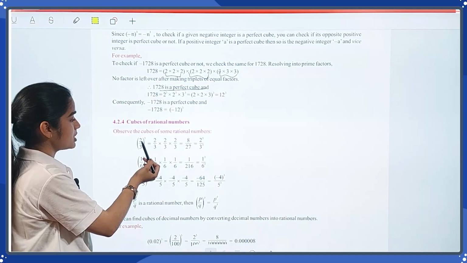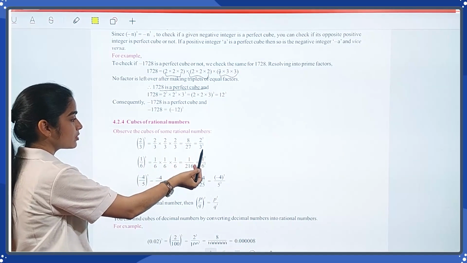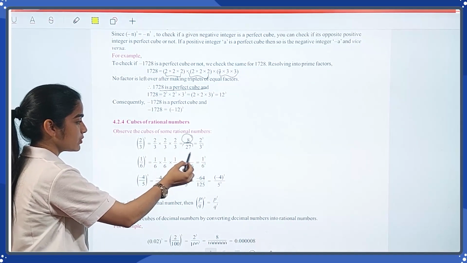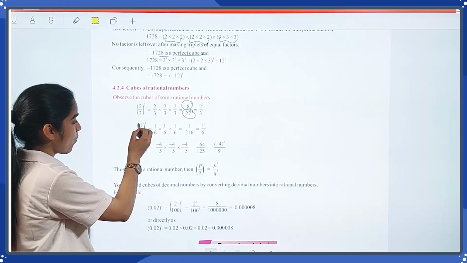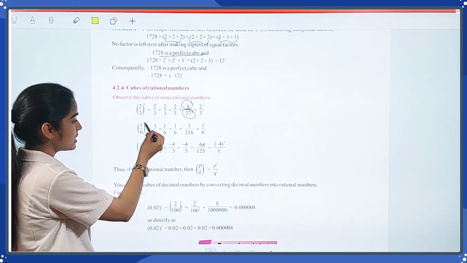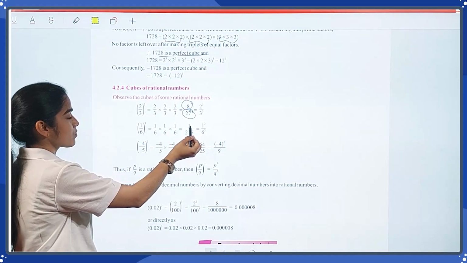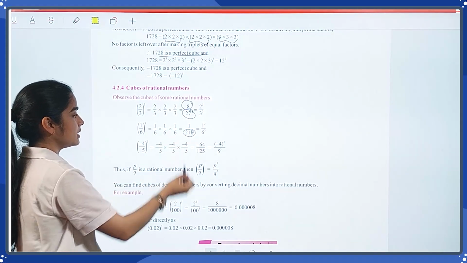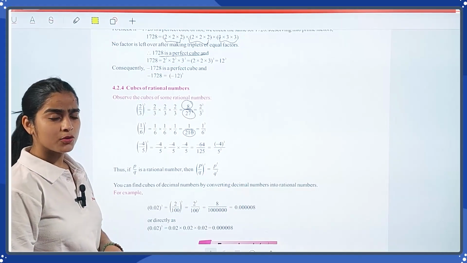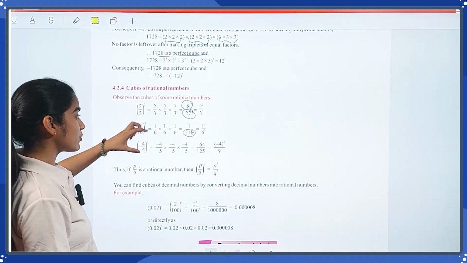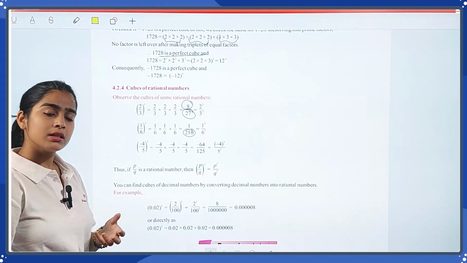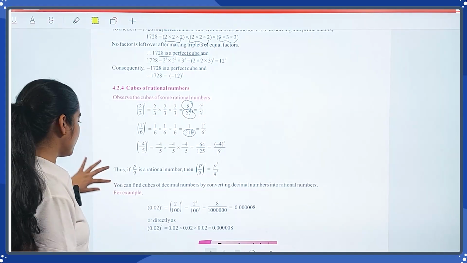2 by 3 cube means 2 cube and 3 cube, which is 8 by 27. Now 1 by 6 cube, which means 1 by 6, 1 by 6 and 1 by 6. 1's cube is 1 and 6 cube is 216. That's the same process you have to apply here. Don't be confused about what we have to do when we have rational numbers. The same process you have to follow here.